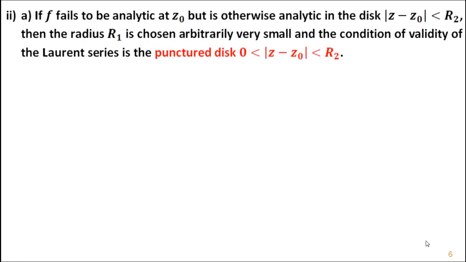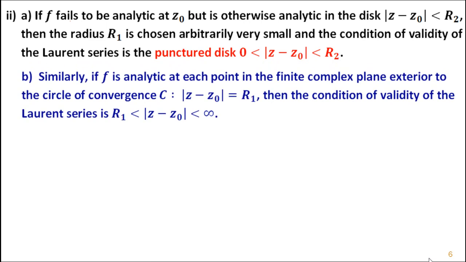Now, the second point on this Laurent series is, if f fails to be analytic at z0 but is otherwise analytic in the disk |z − z0| < r2, then the radius r1 is chosen arbitrarily very small, and the condition of validity of the Laurent series is the punctured disk 0 < |z − z0| < r2.